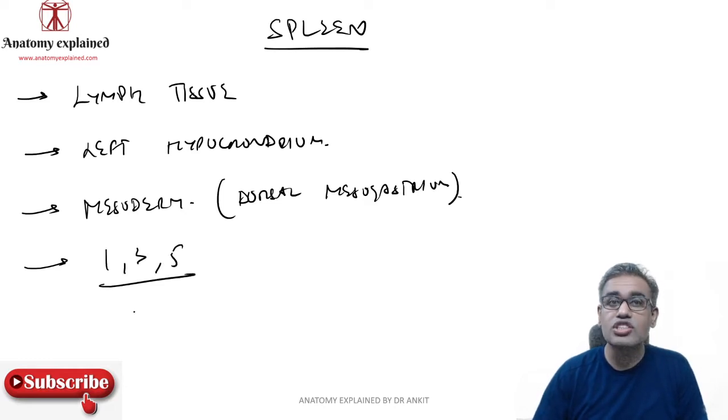Okay, a few particular dimensions, you can remember by the odd numbers 1, 3 and 5. 3 is 3 inches. So 1 inch is the thickness of the spleen, 3 inches is the breadth of the spleen, and 5 inches is around the length of the spleen.